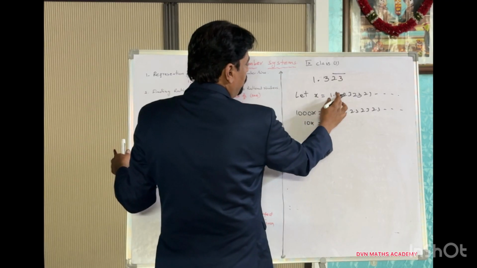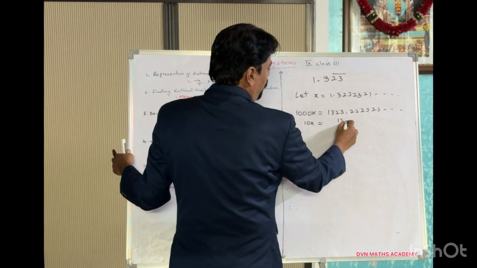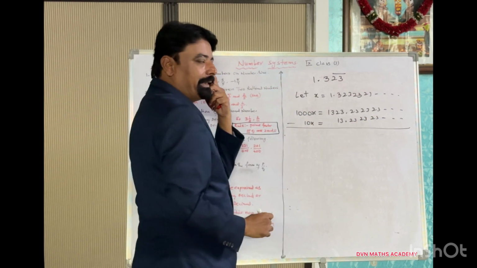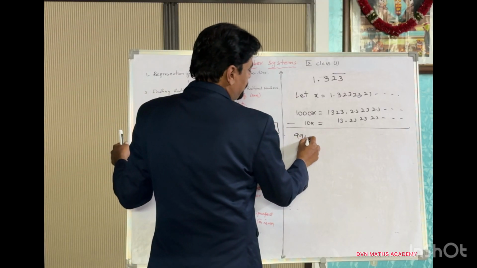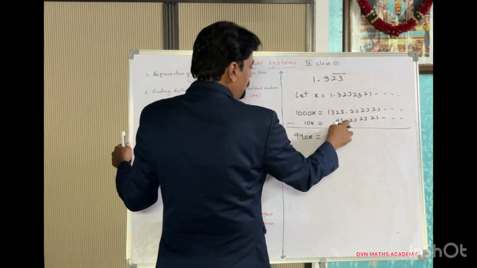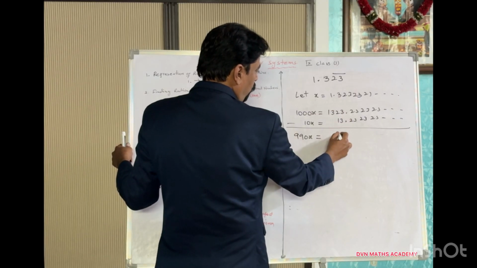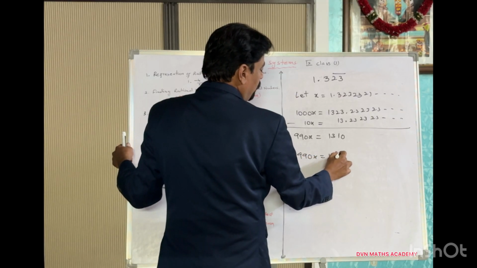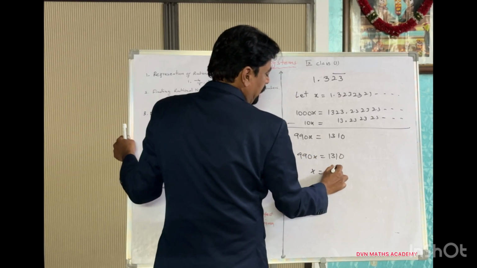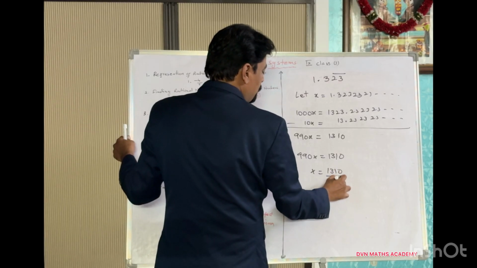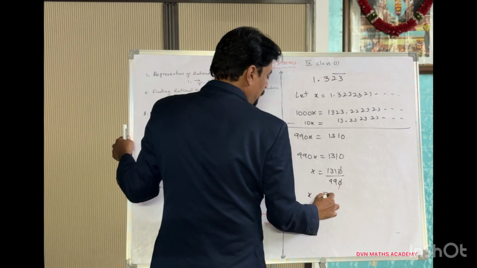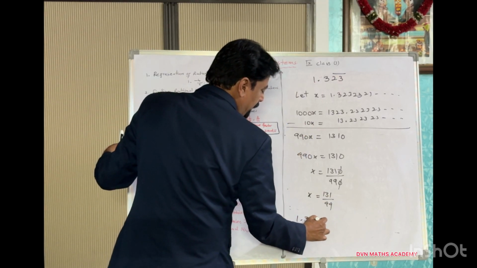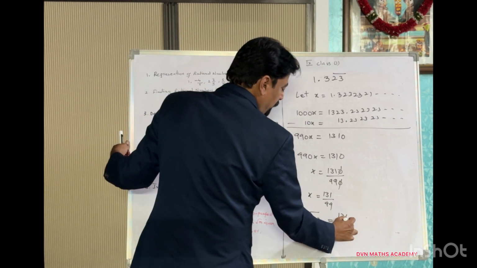Next you take 10x. What happened? The decimal will move only 1 point, that is 13.232323. You subtract 1000x minus 10x, which is 990x, equal to 1310. So x is equal to 1310 by 990. The zeros cancel, so x is equal to 131 by 99. According to my question, x is equal to 1.323 bar, which is equal to 131 by 99.